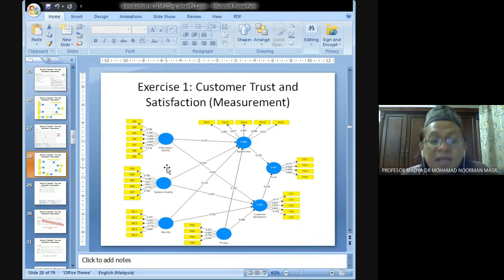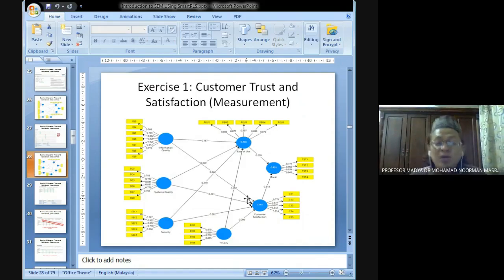Another aspect of this measurement model is called discriminant validity. The word itself is self-explanatory. Discriminant means difference. So how different is this information quality against system quality? How different is system quality compared against this variable security? How different is security compared against ease of use and the rest? That means we are comparing the differences. So in SmartPLS assessment, it is expected that all these latent variables should be different. They cannot overlap. Overlap means they are almost similar.